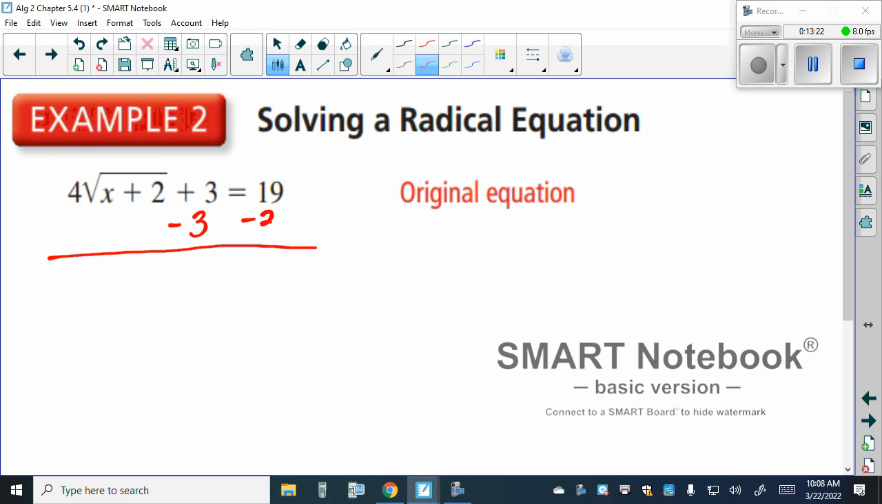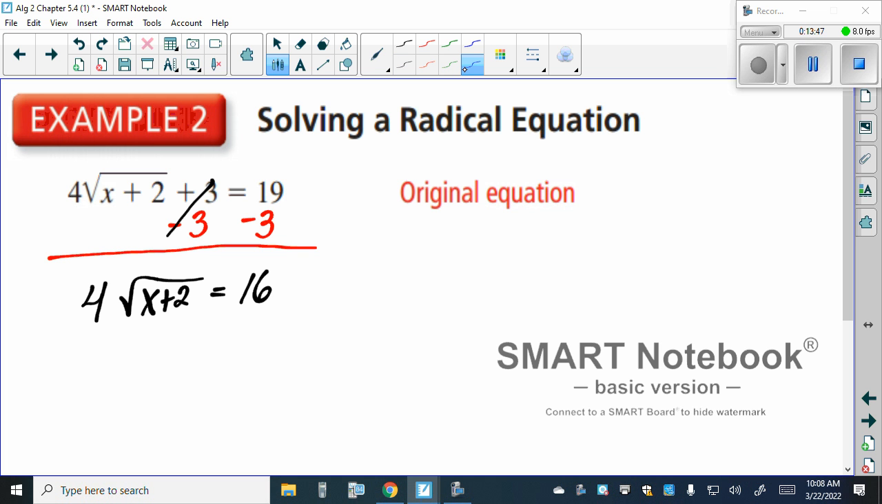We'll subtract 3 first, because most of the time it's going to be easier to do the addition and subtraction first before we do the multiplication or division. If we subtract 3 from both sides, 3 minus 3 gives us 0, leaving us with 4 times the square root of x plus 2 is equal to 16.